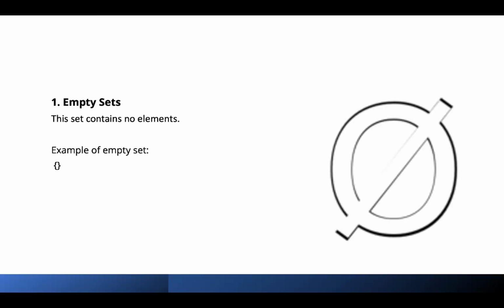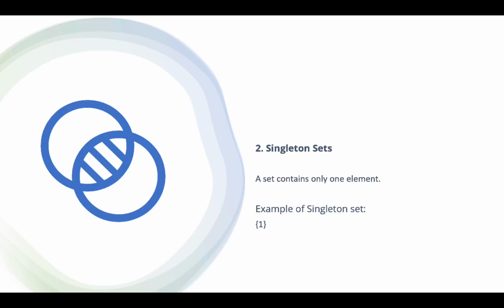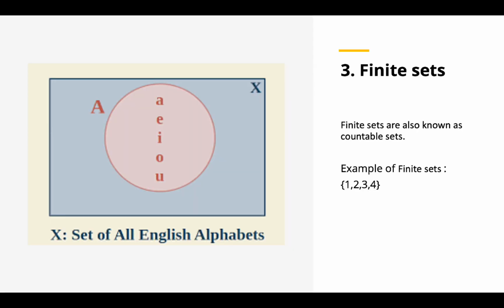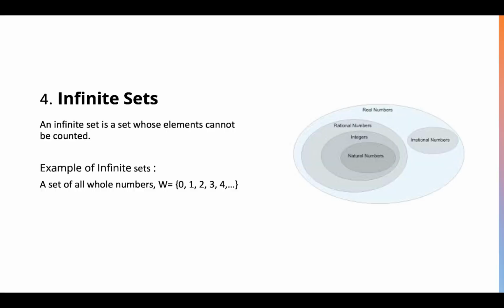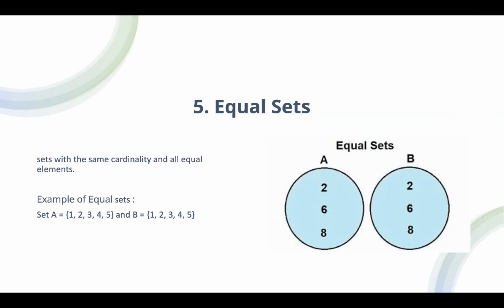First, let's discuss the empty sets. This set contains no elements. Second, singleton sets. A set contains only one element. Third, finite sets. Finite sets are also known as countable sets. Fourth, infinite sets. An infinite set is a set whose elements cannot be counted. Fifth, equal sets. Sets with the same cardinality and all equal elements.